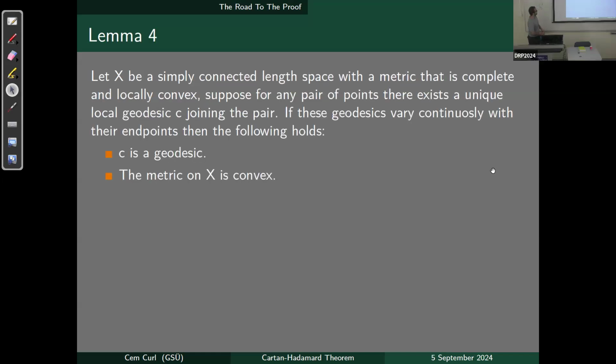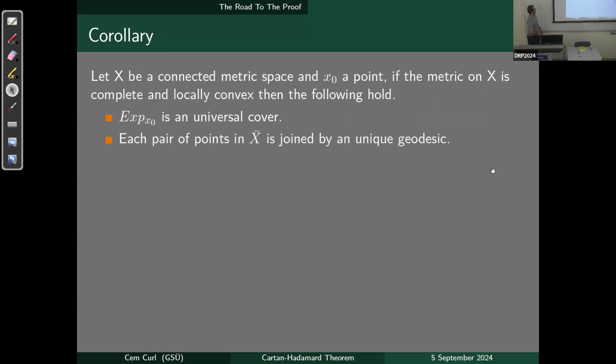Let X be a simply connected length space with a metric that is complete and locally convex. Suppose for any pair of points there is a unique local geodesic C joining the pair. If these geodesics vary continuously with their endpoints, then the following holds: C, which was local, has become a geodesic, and the metric on X is convex. You see where this is going.